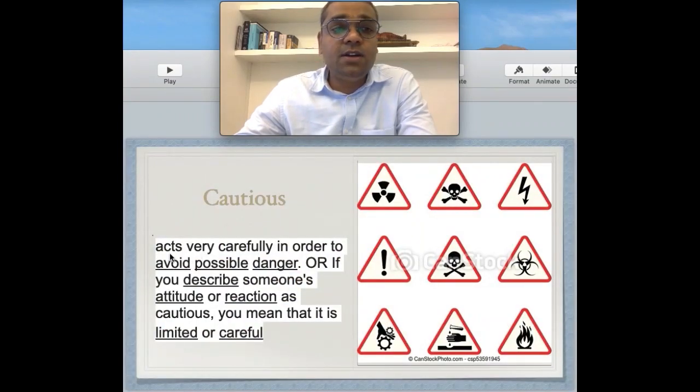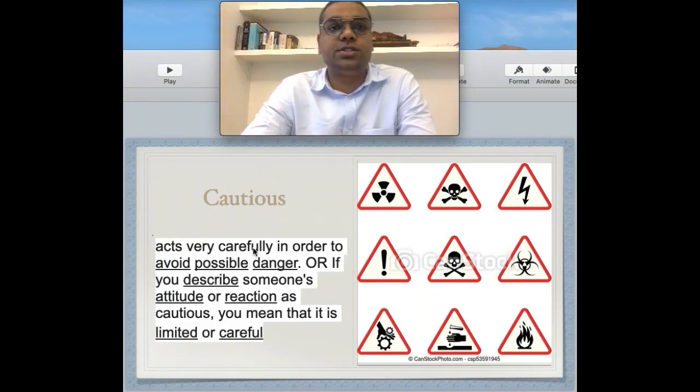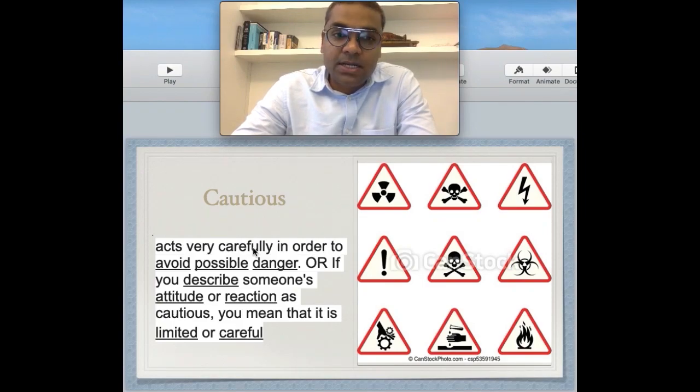So this is the word meaning of cautious. Acts very carefully in order to avoid possible danger. Or if you describe someone's attitude or reaction as cautious, you mean that it is limited or careful. So obviously, the question that comes to our mind is, what is the difference between careful and cautious? Because there does not seem to be any difference. But the main difference is this word avoid. Acts very carefully in order to avoid possible danger.